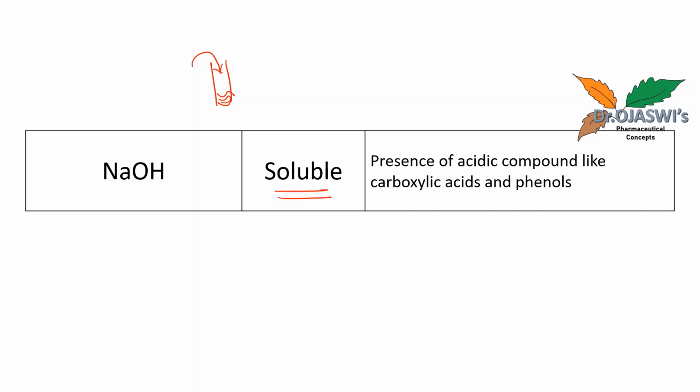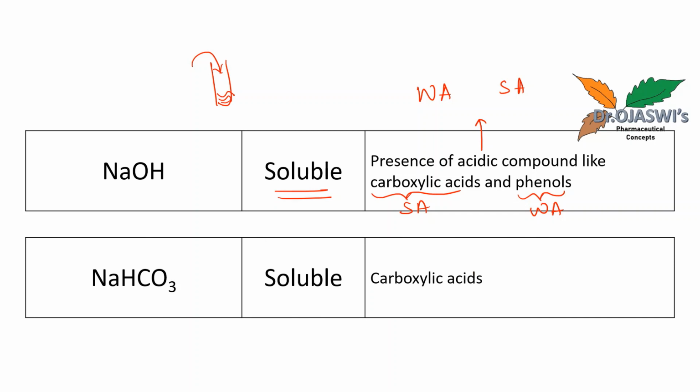NaOH just tells us that the compound is acidic in nature, but it doesn't tell us whether the compound is weakly acidic or strongly acidic. Carboxylic acids are strong acids, whereas phenols are weak acids. So this can be confirmed further using sodium bicarbonate. Strong acids, like compounds having the COOH functional group, are soluble in sodium bicarbonate.